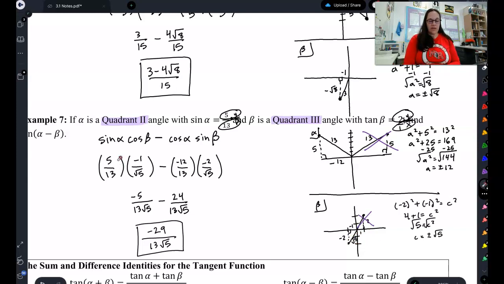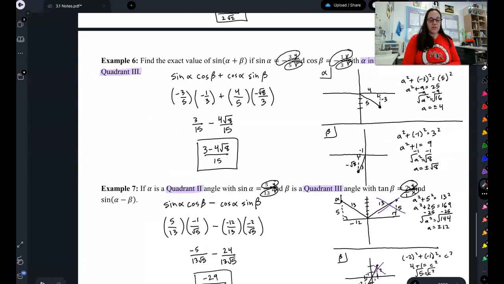So sine of alpha is y over r, so the y value over the r value. Cosine of beta, cosine is x over r, the x value over the r value, minus cosine of alpha, which is x over r, and sine of beta, which is y over r, and then simplified it.